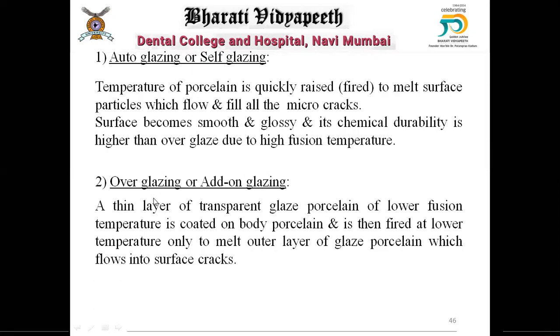So this is autoglazing, and overglazing uses a thin layer. They are two different ways to do it. One is when we increase the temperature and the excess particles fill the micro cracks. The other is when we apply a thin transparent glaze porcelain over the prepared product, and then it is fired. When it melts further, it enters the surface cracks.